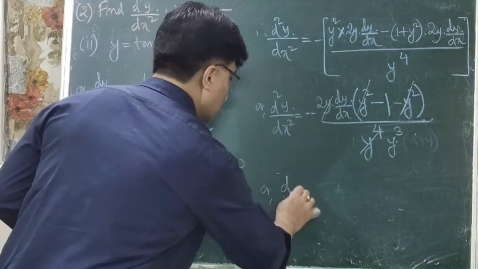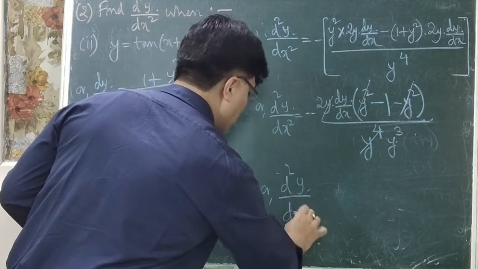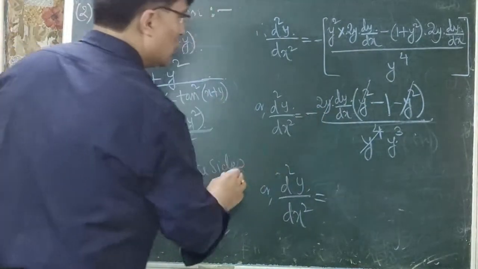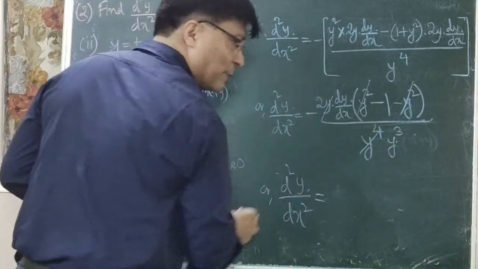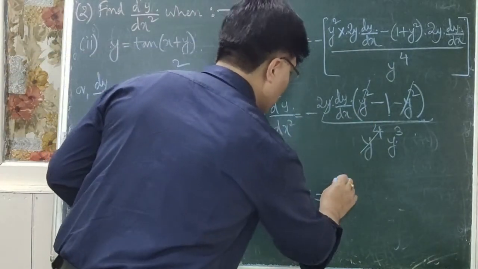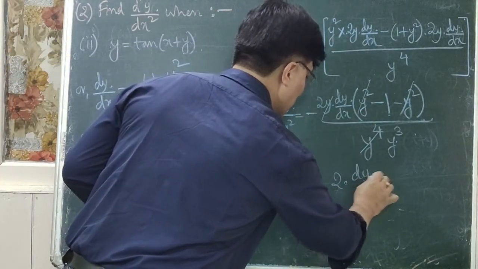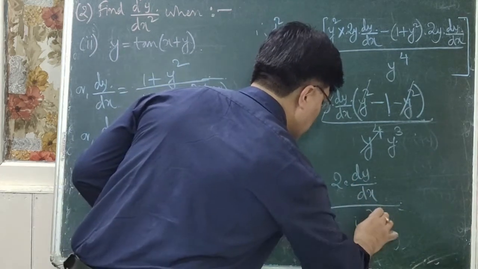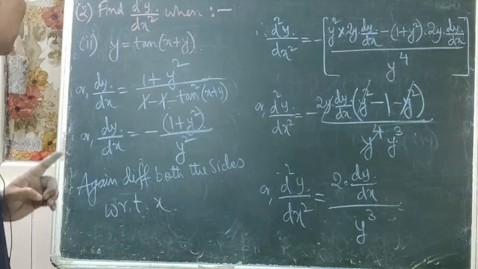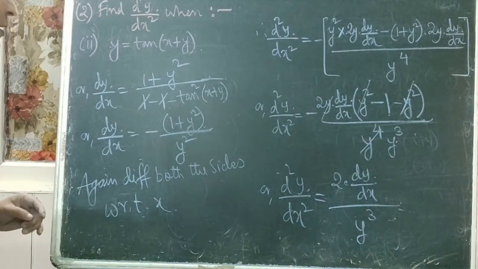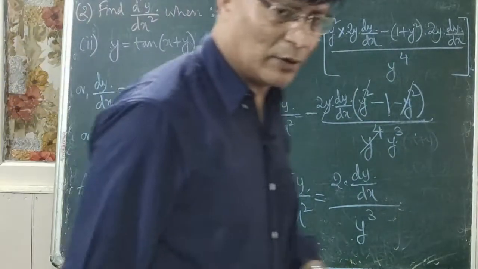Now this is your d2y by dx square is equal to, now this is your minus sign. So this is minus into minus is plus. Usually we don't write plus sign. So 2 ones are 2 into, this is your dy by dx. This whole divided by, this is your y cube. So I think you have understood it. Now we can put the value for dy by dx. So you can copy it.